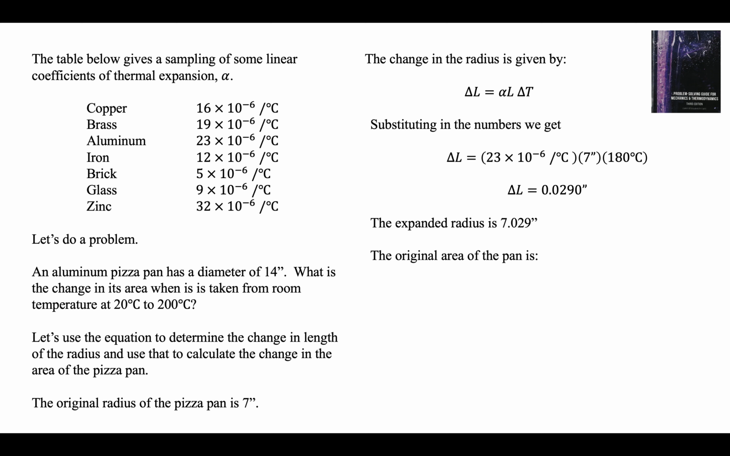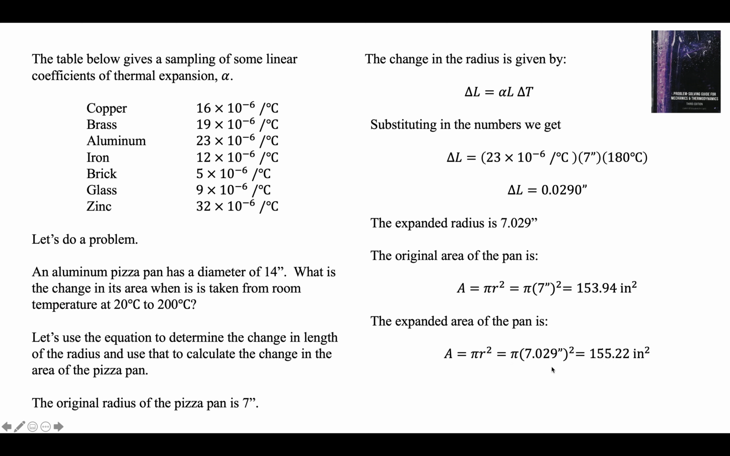The original area of the pan, it's pi r squared. It's a circle. 153.94 square inches. The expanded area of the pan, it's got a radius of 7.029 inches, pi r squared, 155.22. And to get the difference, the change in area, we just subtract these. So the answer is 1.3 square inches. That's the change in area.